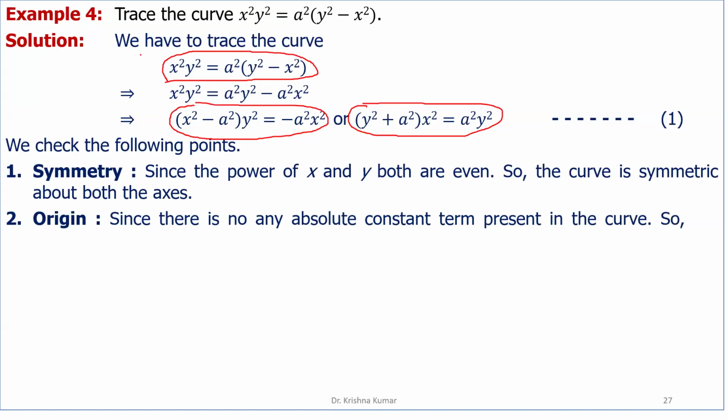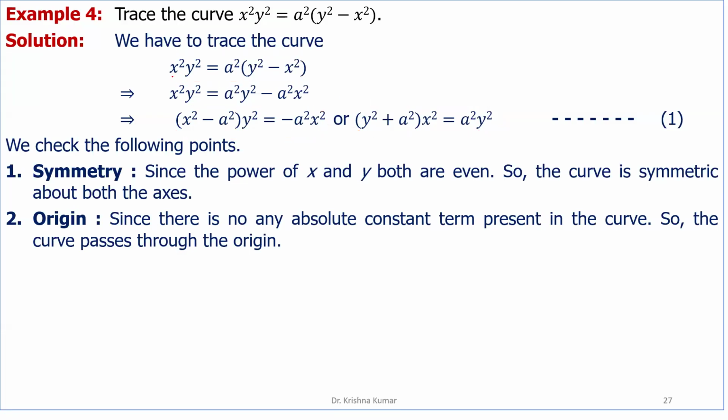And it is not symmetric about line y equal to x, because if we replace x by y, and y by x, then the equation of the curve will change because there is a minus sign over here. If there will be plus sign over here, then it is also symmetric about line y equal to x and line y equal to minus x. But here, since there is a minus sign present over here, it is not symmetric about line y equal to x as well as line y equal to minus x.